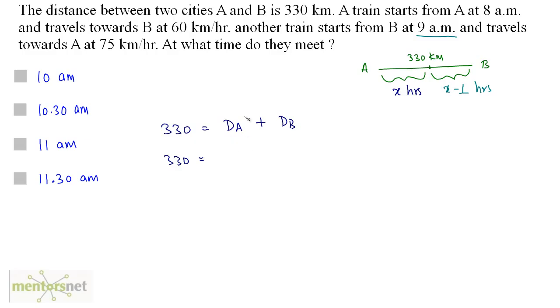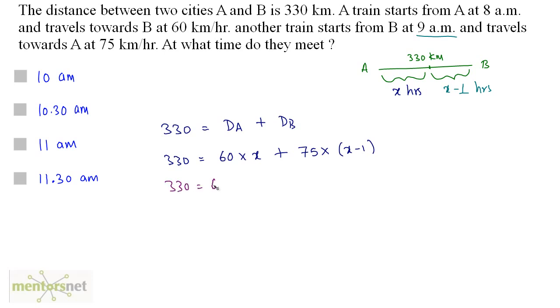So the distance traveled from A to the meeting point is speed into time, right? So speed is given to us. The train which starts from A travels towards B at 60 kilometers per hour. So the speed is 60 times the time is x, plus the train B travels towards A at 75 kilometers per hour. So 75 times the time is x minus 1. Now you can solve this and get the time in which they meet.